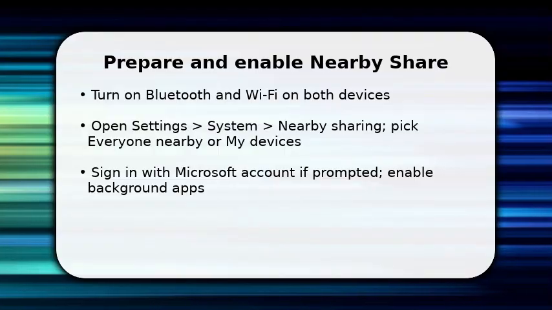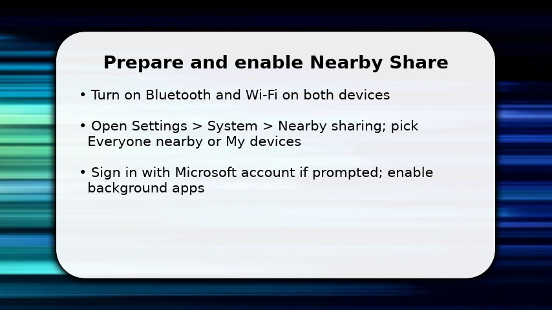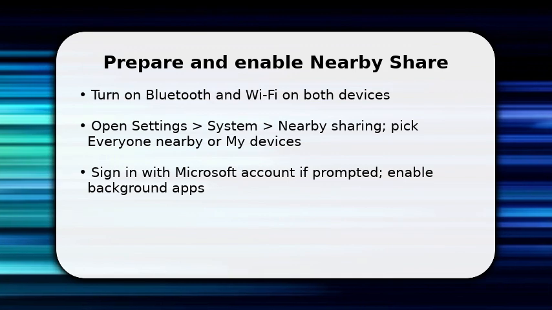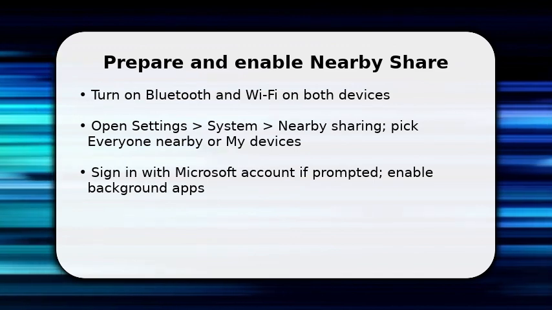You'll start by enabling the connections Nearby Share needs, Bluetooth and Wi-Fi, on both devices. Open Settings, go to System, then Nearby Sharing, and toggle it on. Choose a visibility option, Everyone Nearby for quick transfers or My Devices to restrict access. If Windows asks, sign into your Microsoft account so devices can discover each other across your network.